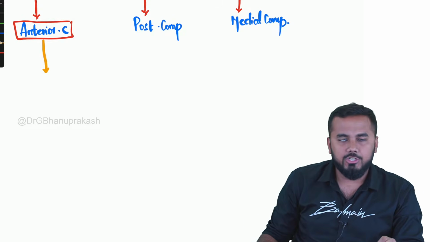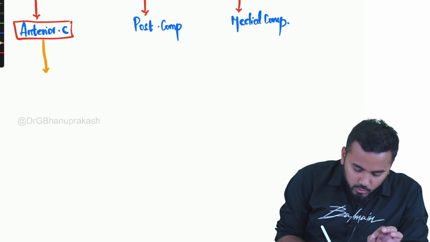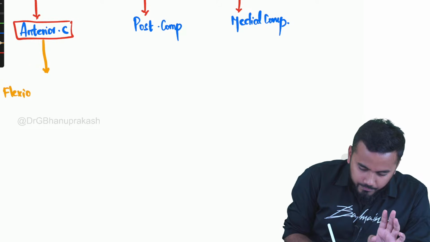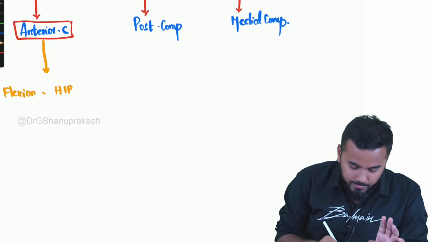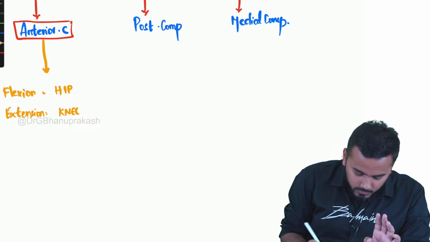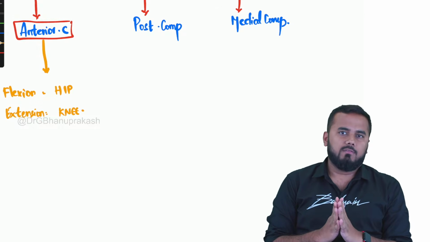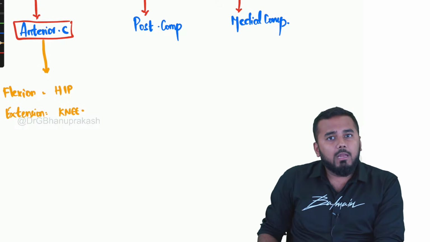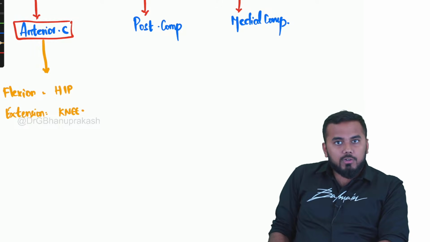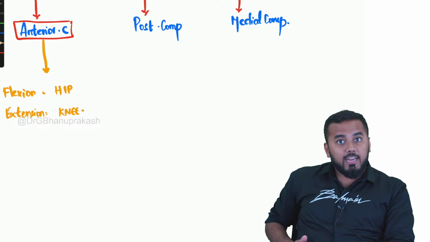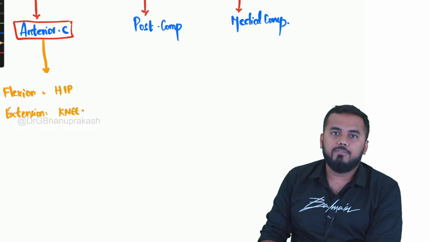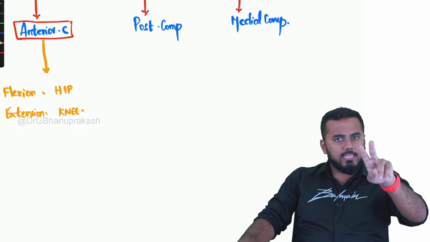Let us look at the action of the muscles. Your anterior compartment will cause two actions. It will cause flexion of hip. It will cause extension of knee. See, for example, guys, when I'm kicking someone, what will I do? First of all, I'll bring the leg towards my chest and then I'll kick him. So bringing the leg towards my chest is called flexion. When I'm kicking, only my knee joint gets extended. So that is called extension of knee. So anterior compartment muscles do these two functions.